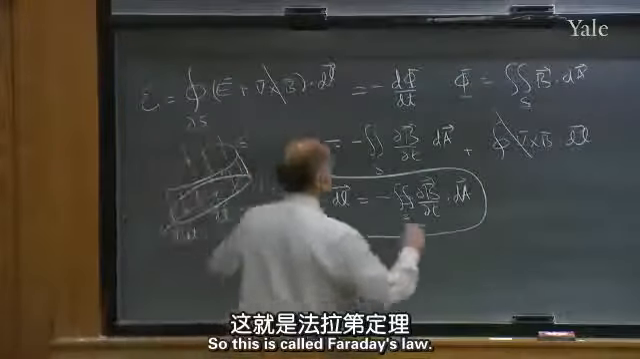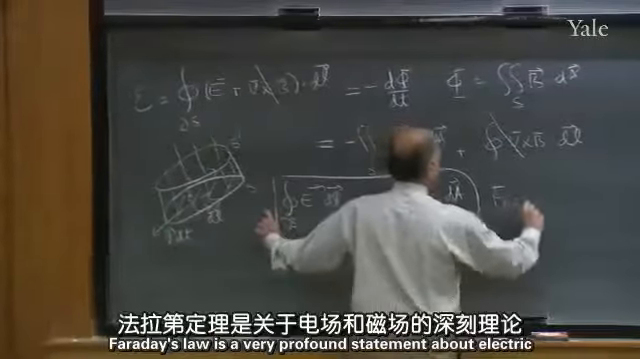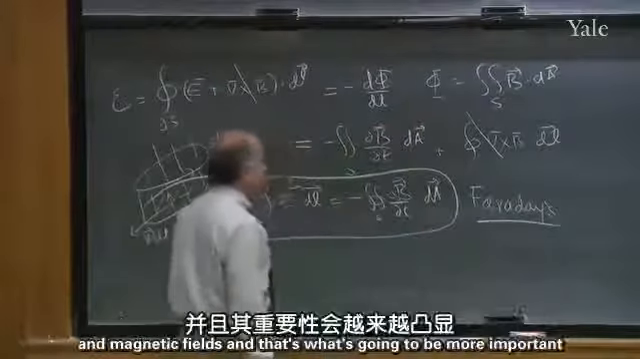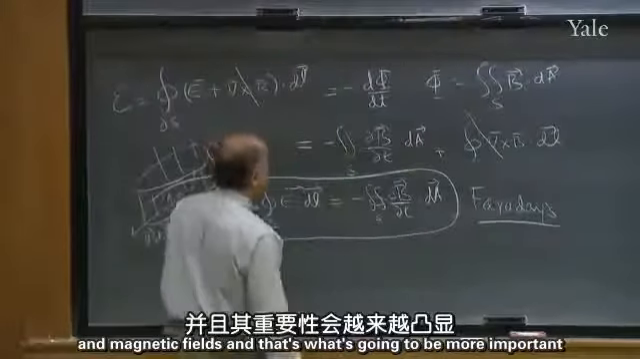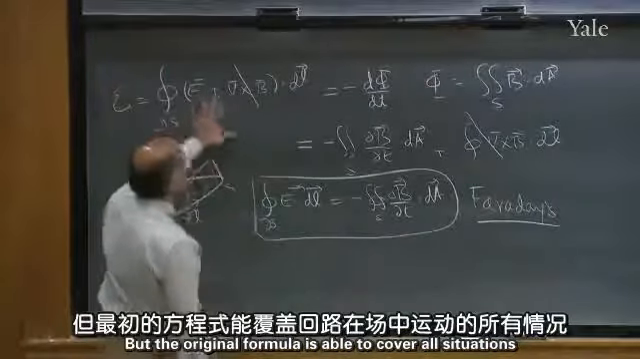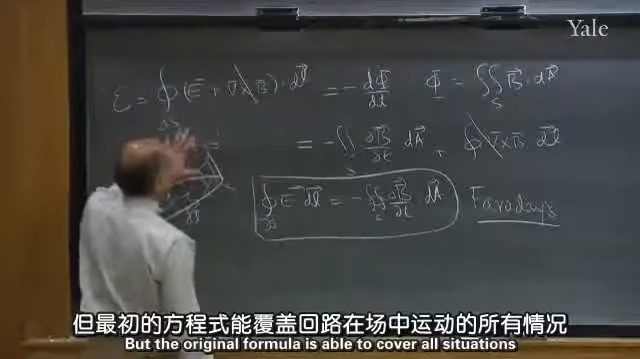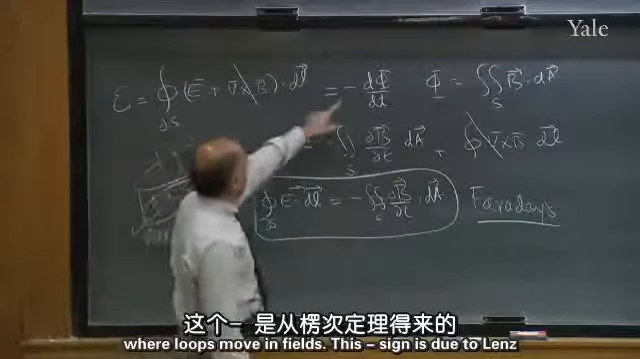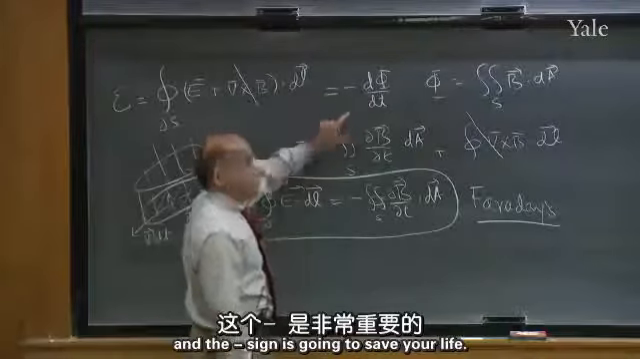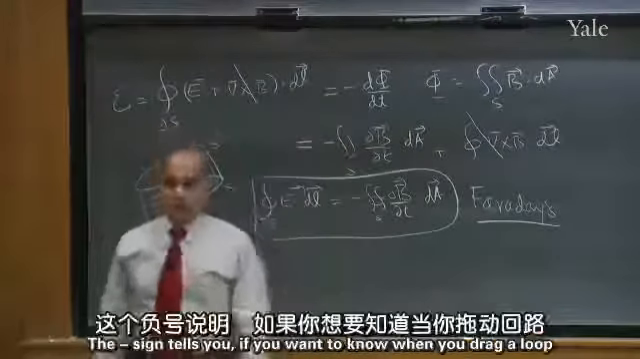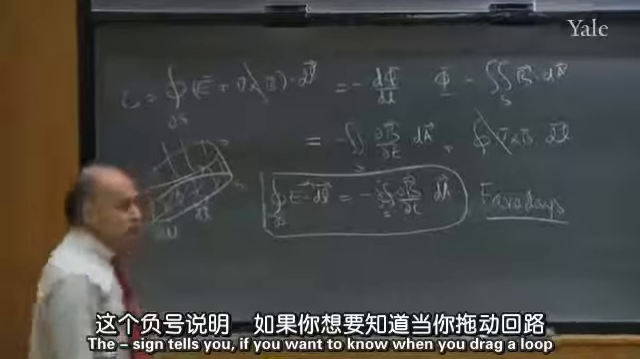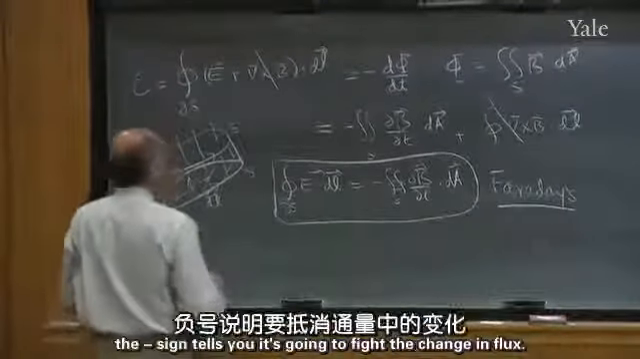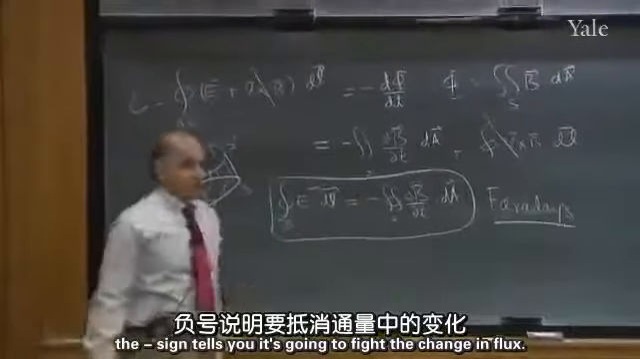So this is called Faraday's law. Faraday's law is a very profound statement about electric and magnetic fields, and that's what's going to be more important. But the original formula is able to cover all situations where loops move in fields. This minus sign is due to Lenz, and the minus sign is going to save your life. The minus sign tells you, if you drag a loop or change the flux through it, what is it going to do? It's going to fight the change in flux.